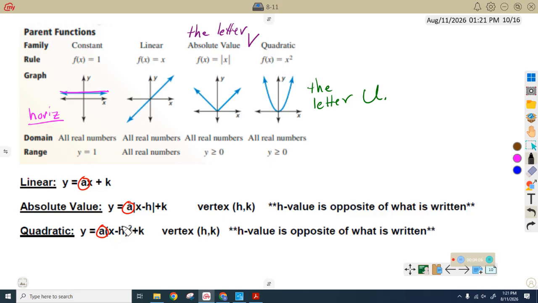Okay. Now, so here's the thing right here. This H, this is super important. It's the opposite of what is written. Why is it like that? I don't know.